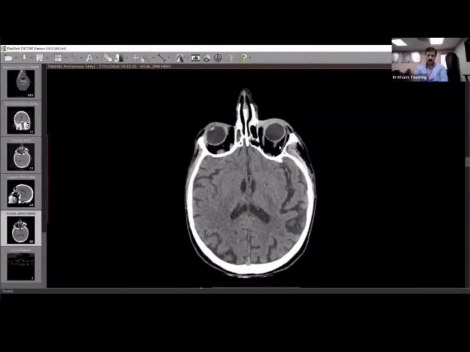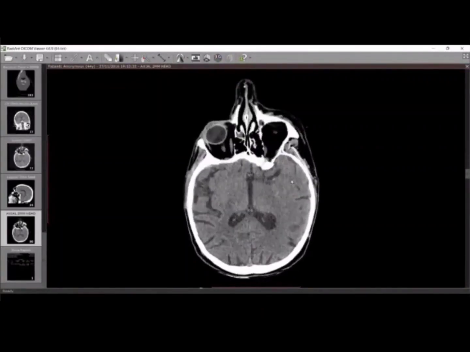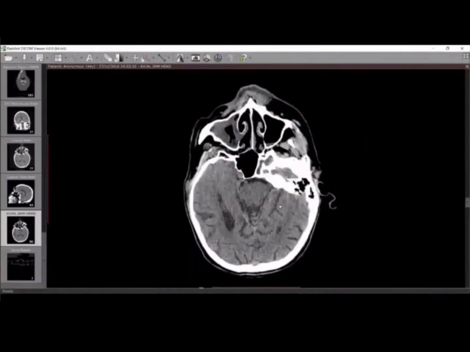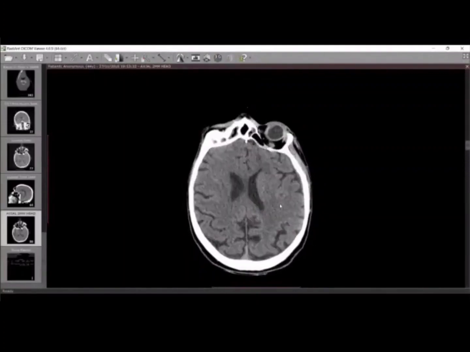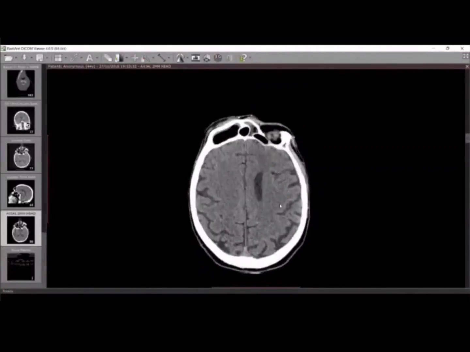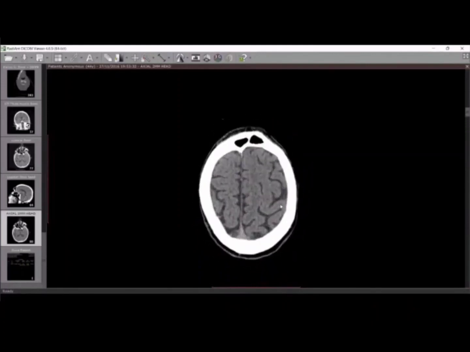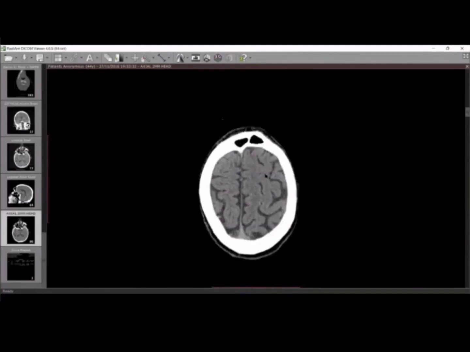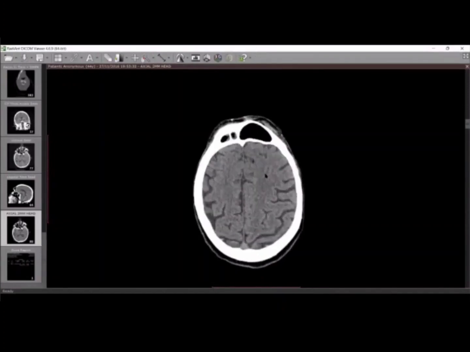I think the hyperdensity I feel in the orbit is also projectional, because when I scroll, the orbits look fine. I'm going back. Sorry, I'm going on the opposite side. I'm scrolling up again. The ventricles do not look dilated. I do not see any midline shift. I do see some hyperdensities on the scalp surface, which could be foreign particles secondary to trauma.